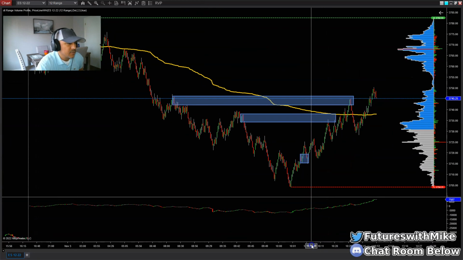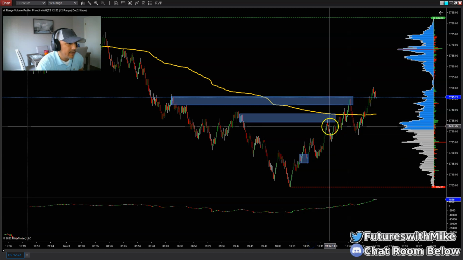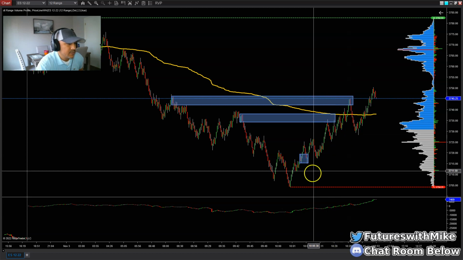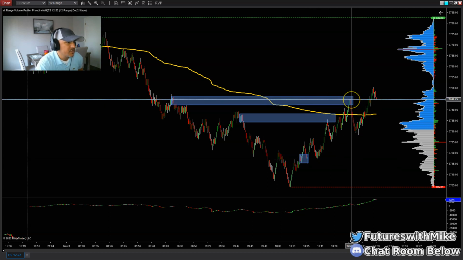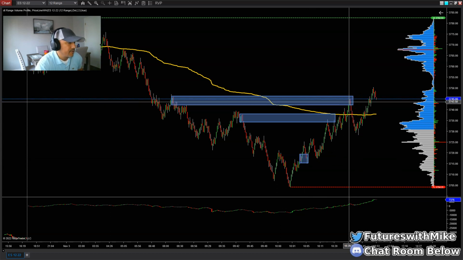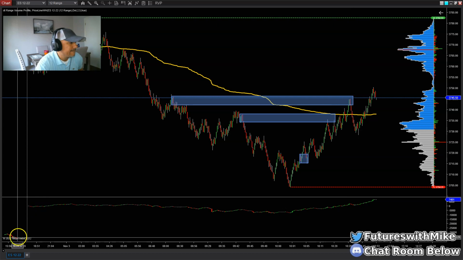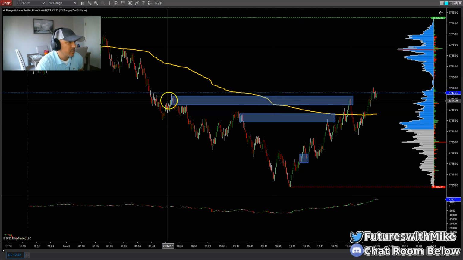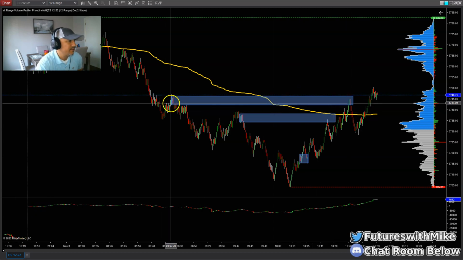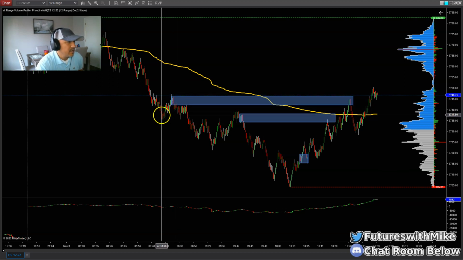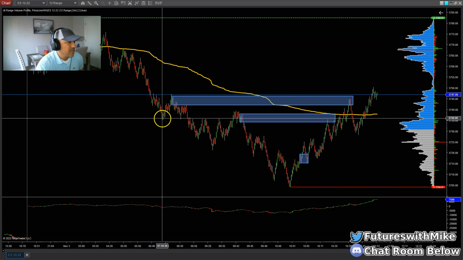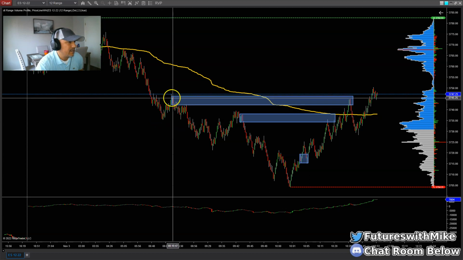I'm going to try to focus on some short entries. I took one here, and I think one right here, and this was a long here. So this was a short entry, or an area to possibly look for a short, because there is supply resting right here. If you follow price action, I knew what was going on in this area because price made this low here, pulled back, and then started making these higher highs and higher lows.